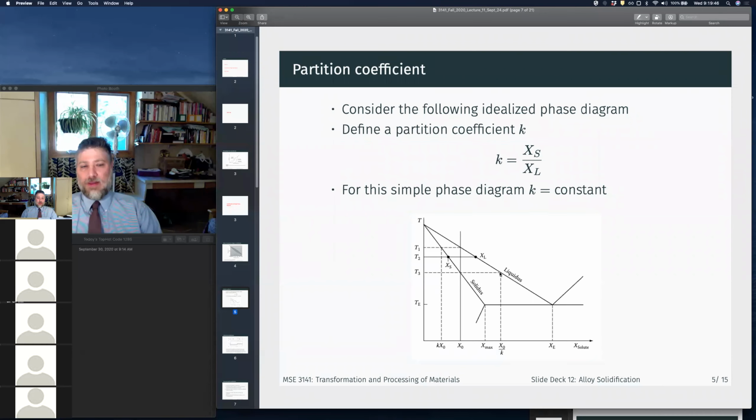Right? So make sure that that process makes sense to you. Because we're idealizing this phase diagram, these are straight lines, right? They're straight lines with different slope. But the distance between the solidus and the liquidus line as you go down in temperature increases by the same amount as we go down, so that this ratio always works out.